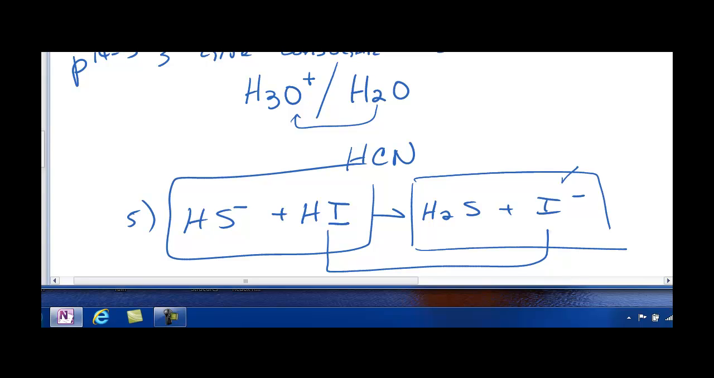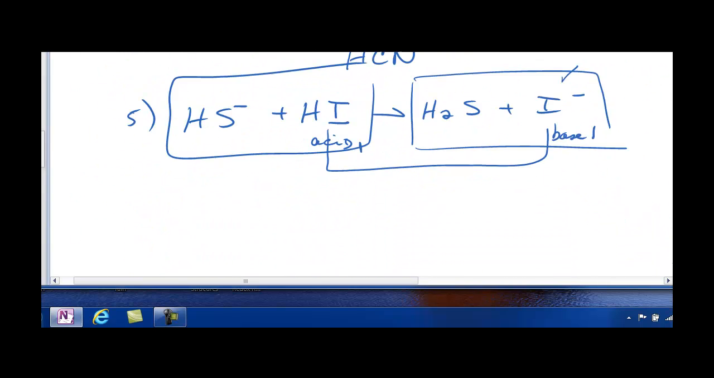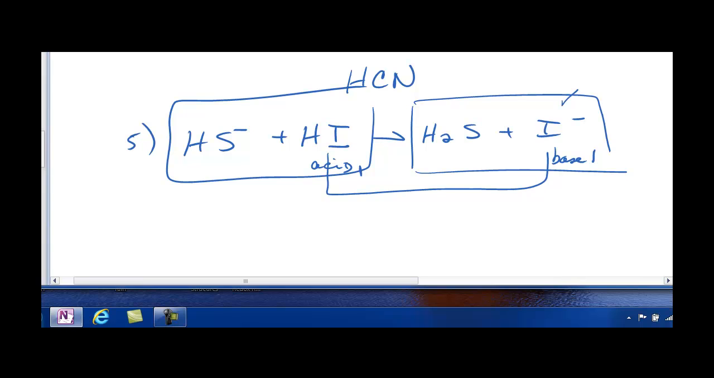Who would be the acid? The HI would be the acid, so I can call that acid 1. And I minus would be base 1. Are you okay with this? So an acid is a substance that donates a hydrogen ion. HI is donating a hydrogen ion, and what it results in is its conjugate base. Do I see another acid-base pair? Okay. H2S and HS minus. Who's the acid? H2S is the acid. So I'm calling that acid 2. And once it donates the hydrogen ion, it gets what? Its conjugate base. So that's base what? Base 2. No big deal? We're okay?